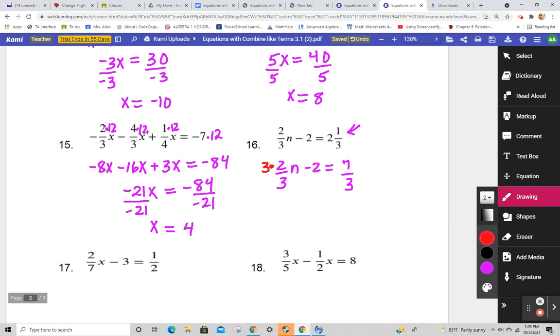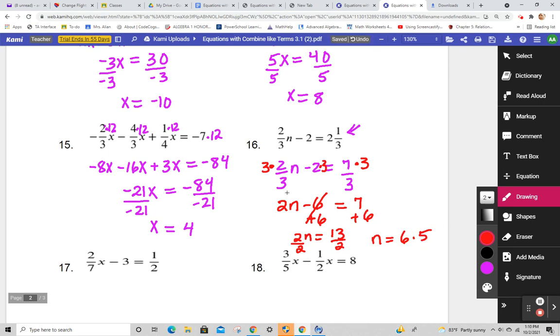We can multiply this number by 3. We'll multiply this number by 3 and this number by 3. Every term by 3. Okay, so 3 times 2 is 6, and 6 divided by 3 is 2. This is 2n. 2 times 3 is 6 equals 7 times 3 is 21. Divide that by 3 is 7. Let's add 6 to both sides to solve for n. 2n equals 13. Divide by 2 both sides. N is 6.5, 6.5.